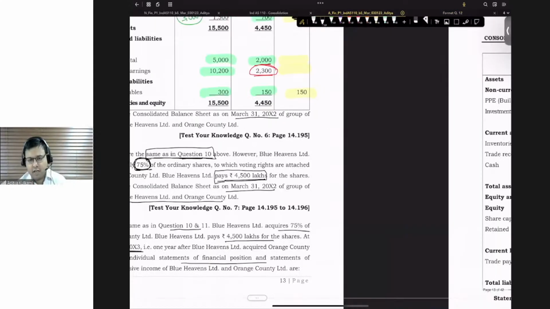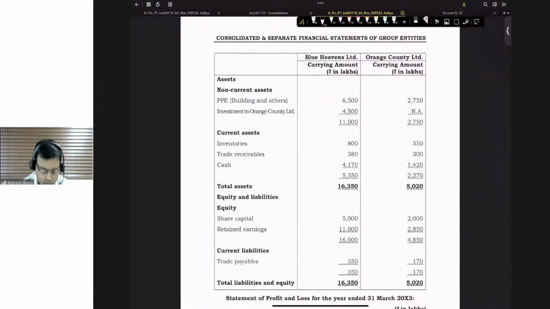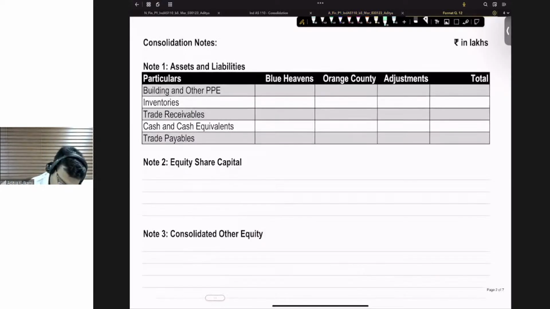First step, draw the format. It's drawn already. We move on to the next step. The next step is recording all assets and liabilities except 3 items: investment in the subsidiary, equity share capital, and reserves. These 3 will not be recorded. Remaining all you record with adjustment or without adjustment. Answer is without adjustment. No need to apply your mind, just write what is given and finish. Okay, so let us start.